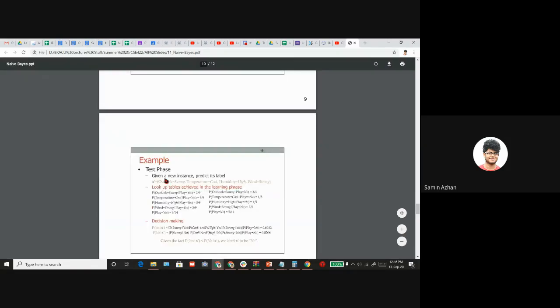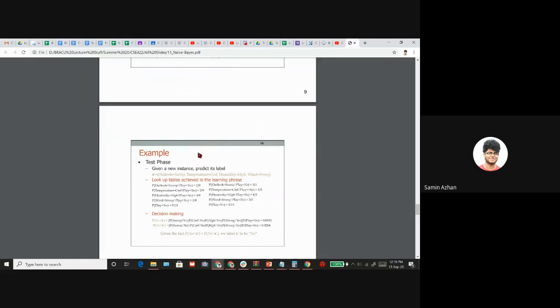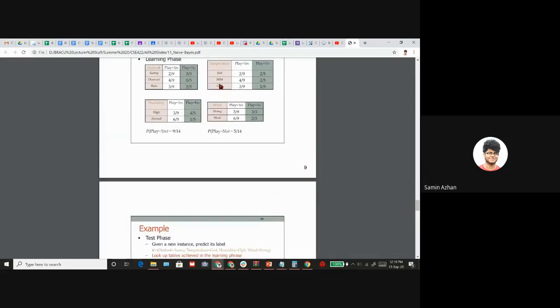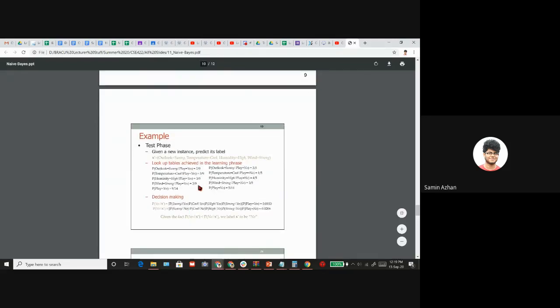So what we're trying to do is, given a new instance, predict its labels. The instance is given that the outlook equals sunny, temperature equals cool, humidity equals high, and wind equals strong. So the values we calculated here in these tables, if we apply those values, temperature equals cool and play equals yes, we simply have to map those. Temperature equals cool and play equals yes, that's 3 by 9. That's where we got the 3 by 9. And similarly, temperature equals cool, play equals no, that's 1 by 5.